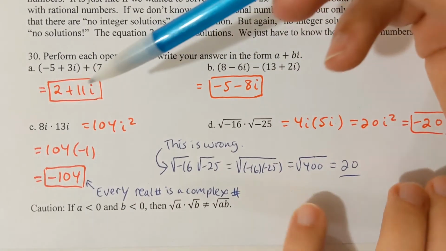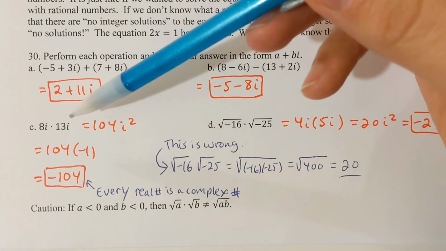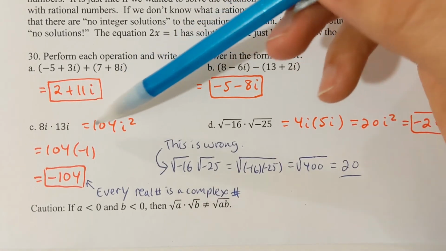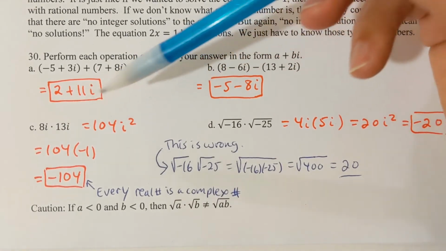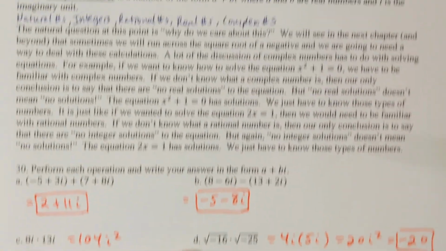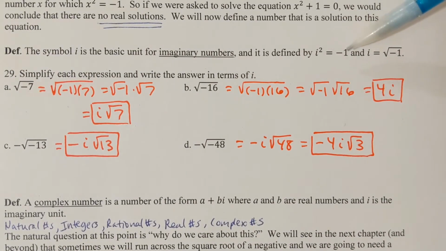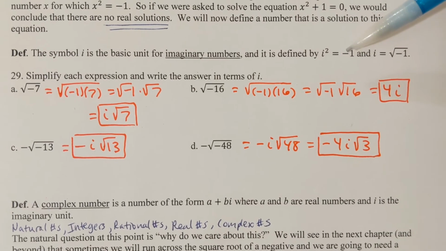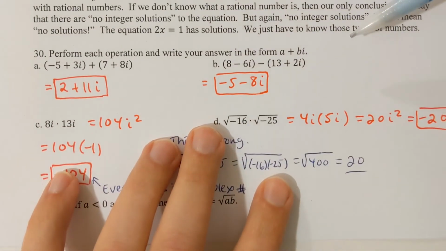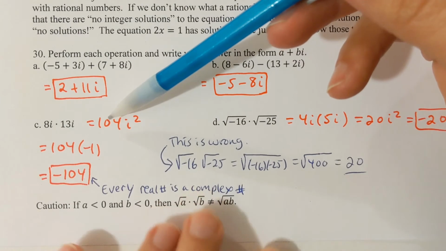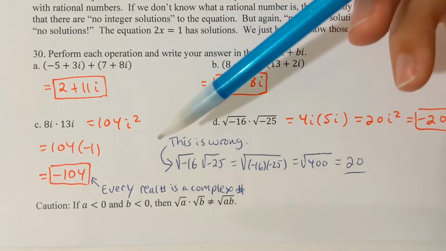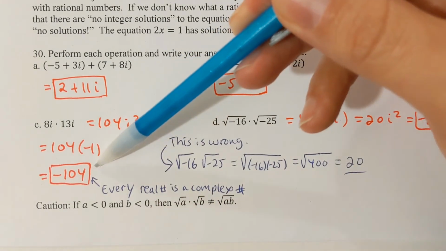Okay, how about if we multiply? So 8i times 13i, well 8 times 13 is 104. i times i is i squared. Now, i squared is defined to be negative 1, okay? So really what's happening here is I'm going to multiply 104 by negative 1, and that would give me negative 104.